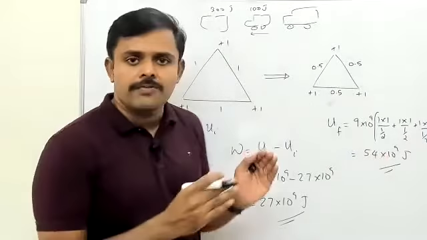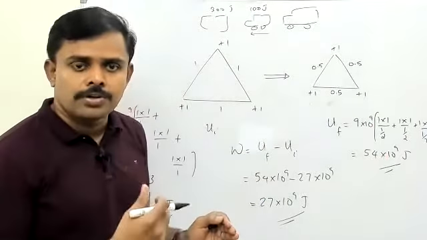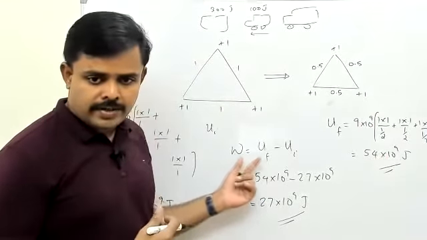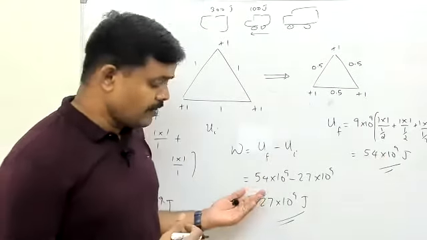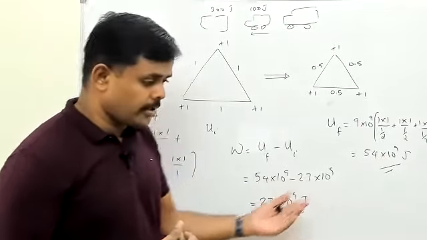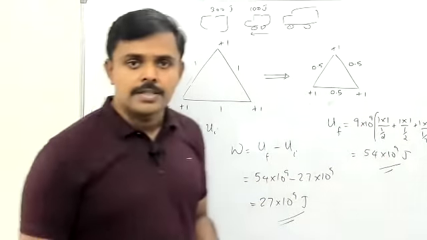Having obtained the initial and final energies, I should move on to find the work done. Work done is final energy minus initial energy. That is 54 into 10 power 9 minus 27 into 10 power 9. That makes it 27 into 10 power 9 joules.